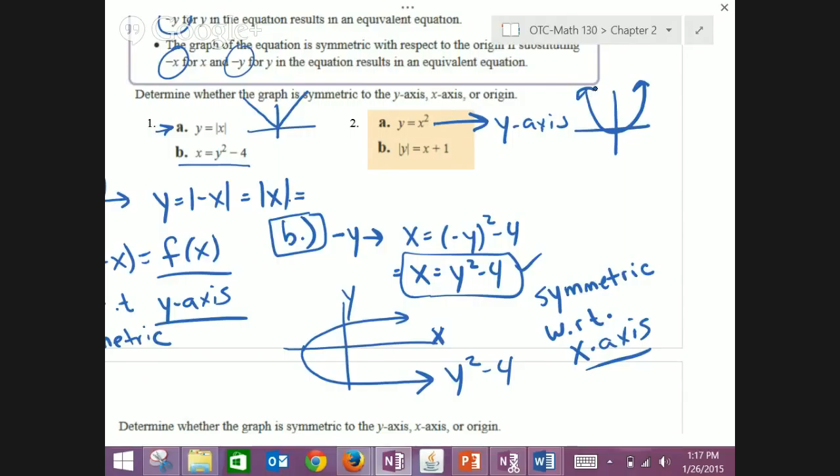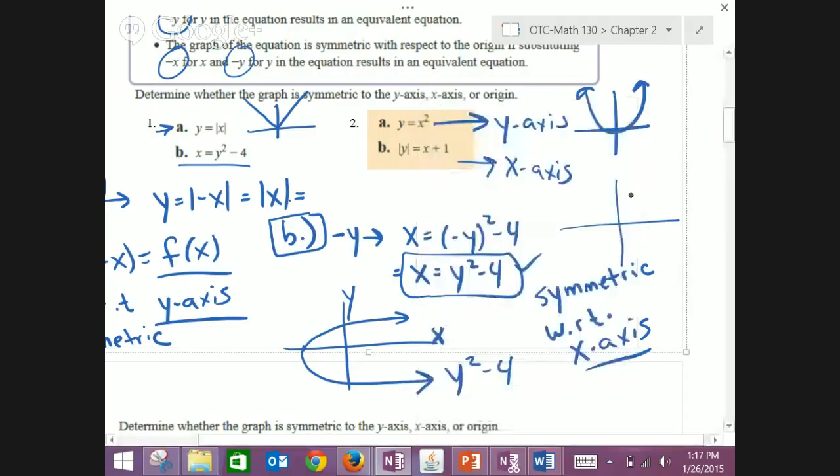What about on B? The x-axis, right? Can you kind of see if I replaced minus y, that doesn't affect the equation or the relationship. But if I replace minus x, it would. It wouldn't be the same. Kind of see that? This graph would look like this, which wouldn't be a function. We don't like to deal with things that aren't functions, but this is symmetric with the x-axis.